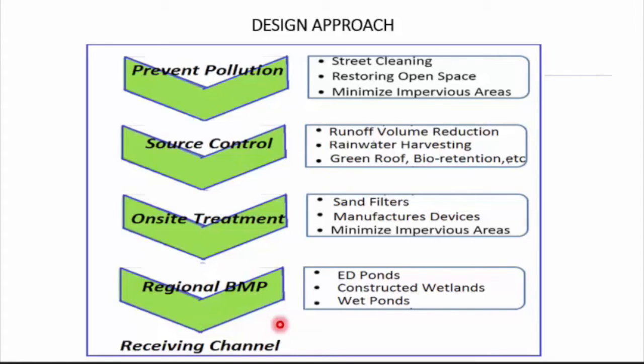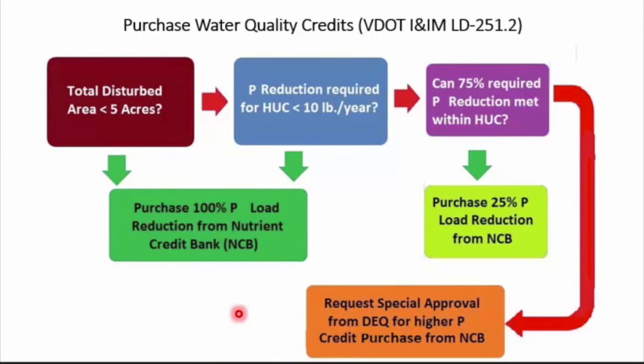If for any reason we are not able to provide a facility, one can buy water quality credits from the NCB. VDOT has developed a procedure for purchasing water quality credits from a nutrient credit bank that is based on DEQ regulations. If the total disturbed area for a site is less than 5 acres, or if the nutrient reduction required for HUC is less than 10 pounds per year, then it's possible to purchase 100% of the required load reduction as credit from a nutrient credit bank.